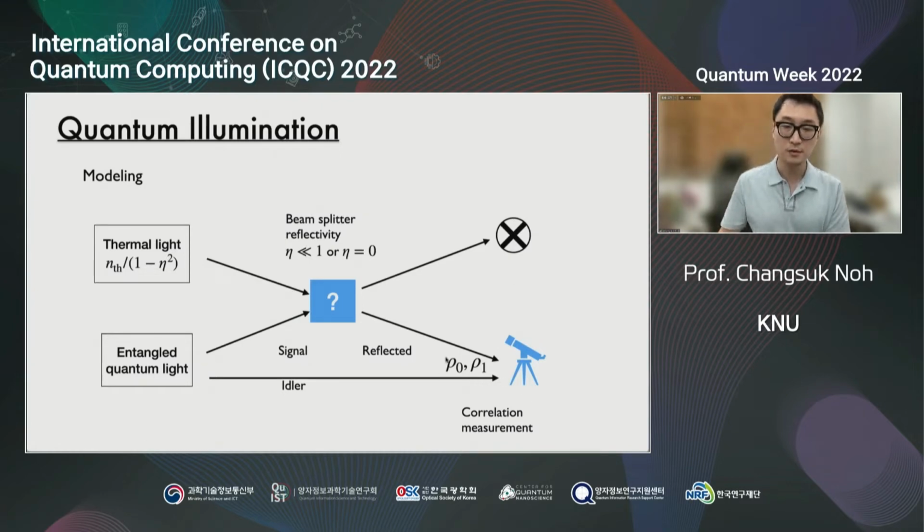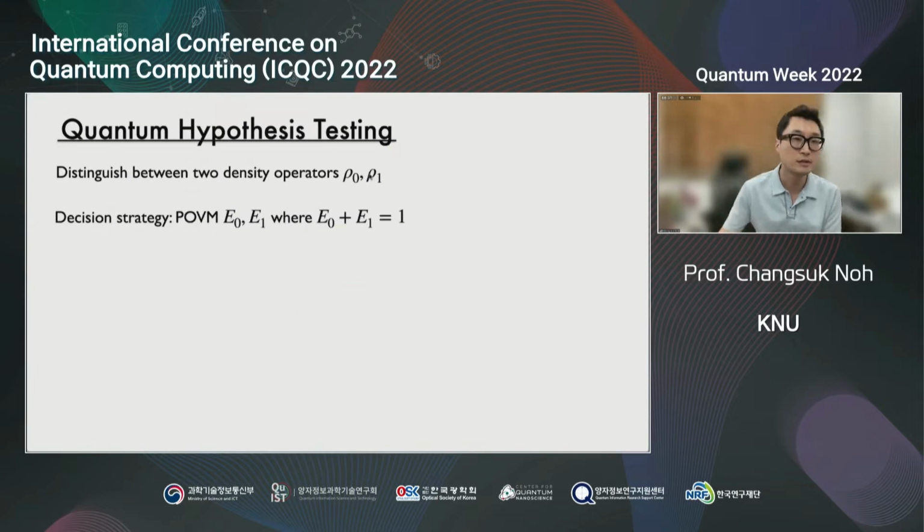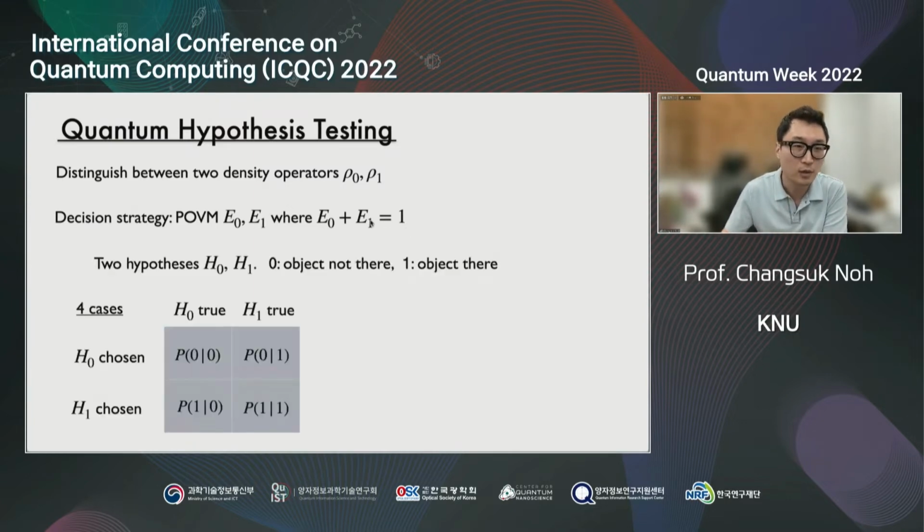The task for us is to distinguish between two density operators. So it's quantum hypothesis testing, binary quantum hypothesis testing. To do this, we need a decision strategy, which amounts to a POVM, the most general measurement. We call it E0 and E1. E0 is for us to decide that the object is not there. E1 is for us to decide that the object is there. It's a POVM, so they add to 1.